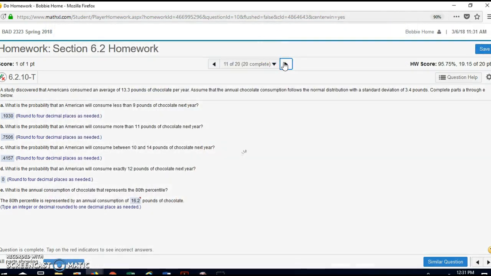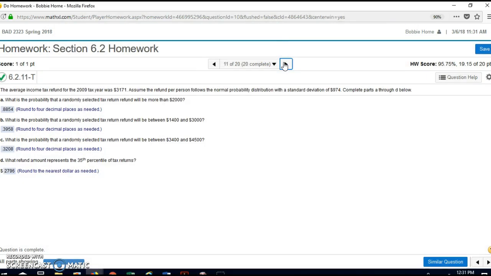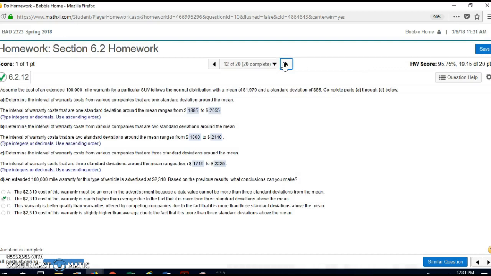Question number 11, I believe, is fairly the same. Question number 12 is basically, it wants you to, for one standard deviation, the standard deviation is 85. So one below it would be 1970 minus 85. One above it would be 1970 plus 85.